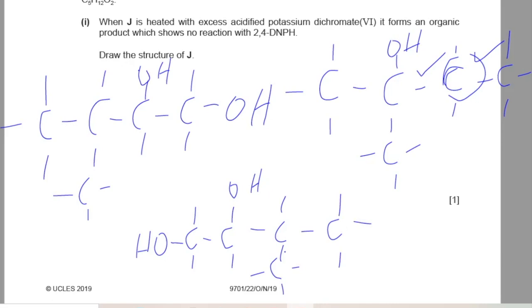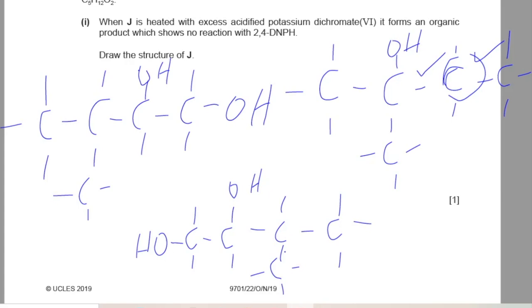Okay, so excess acidified KMnO4 is an oxidizing agent which we mainly use in A-levels for alcohol oxidation. There are three products possible when hot KMnO4 is added to an unsaturated carbon structure. By unsaturated, I mean that there is a carbon-to-carbon double bond present in the structure. And those products are carbon dioxide along with water, acid, and ketone. 2,4-DNPH, which is 2,4-dinitrophenylhydrazine, is a reagent used to test presence of carbonyl compounds, which are ketones or aldehydes.